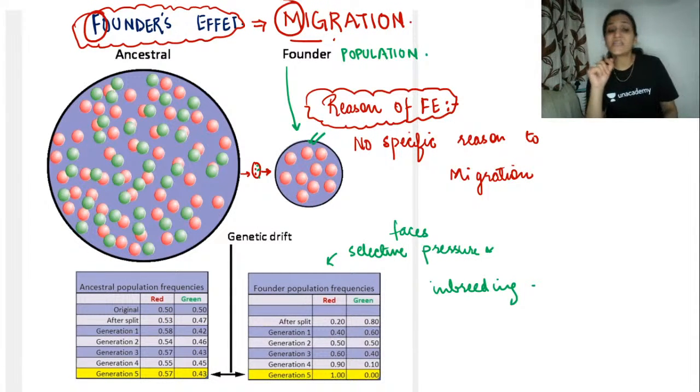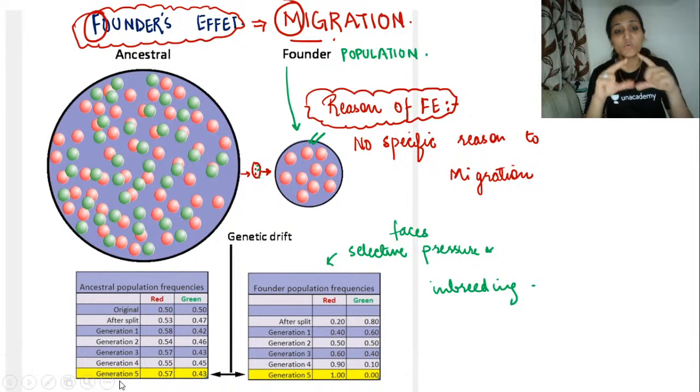Like we did with the bottleneck effect, we also read whether it is possible to identify the original population from the population which has emerged from it. So the answer was no. We cannot find out who all were there in the bottle. We just know what is there in the glass. The thing which is there in the glass cannot tell you what was there in the bottle. So here also the founder population does not give us any idea about the ancestral population.